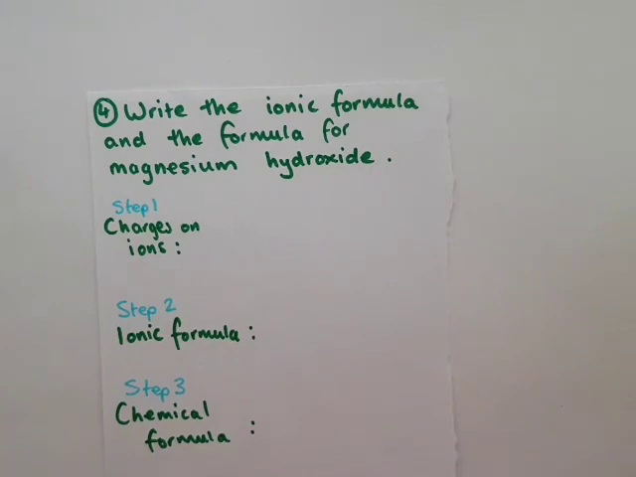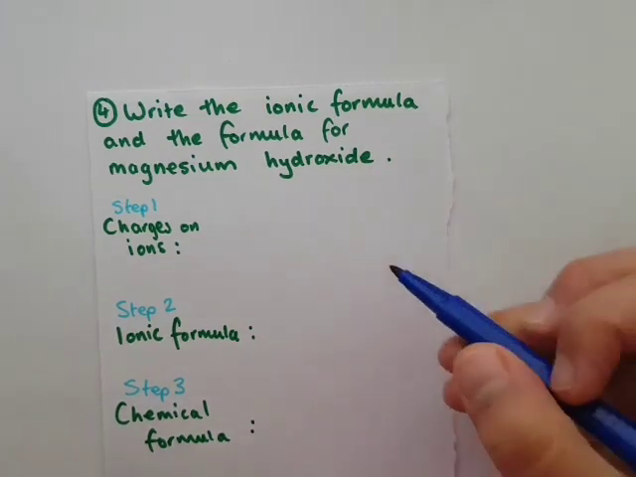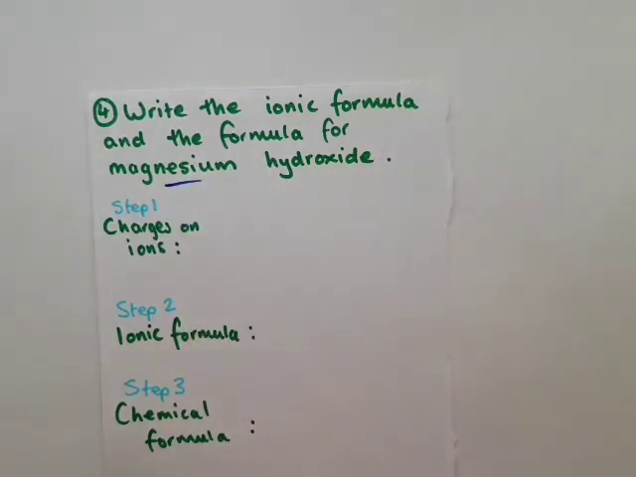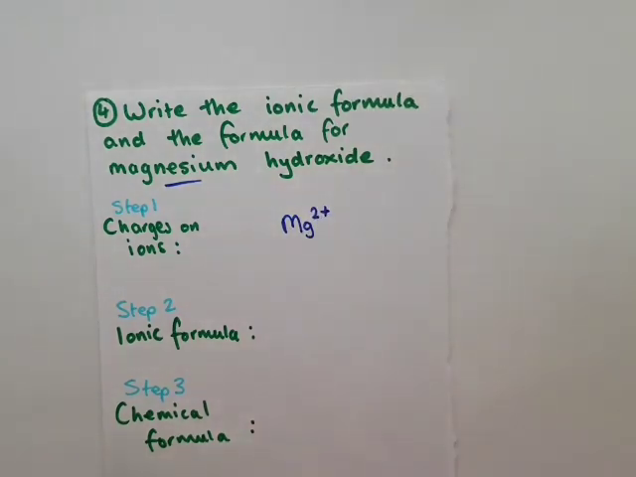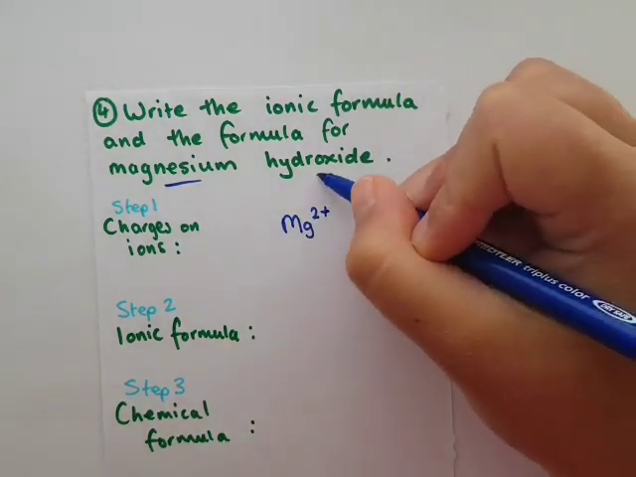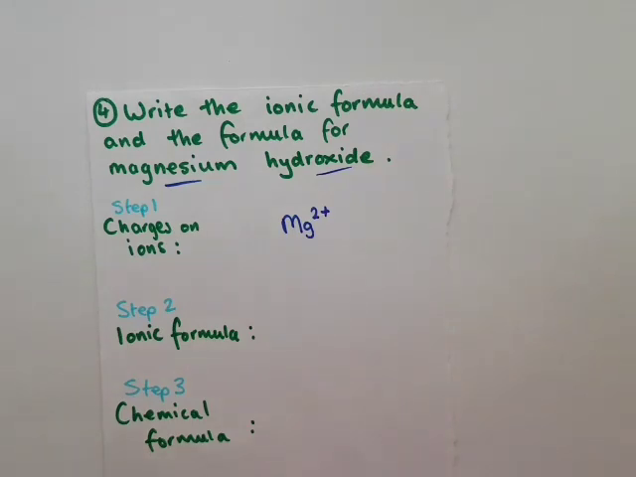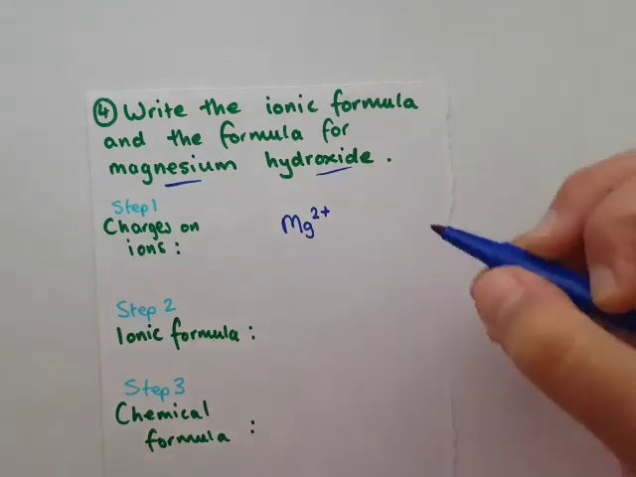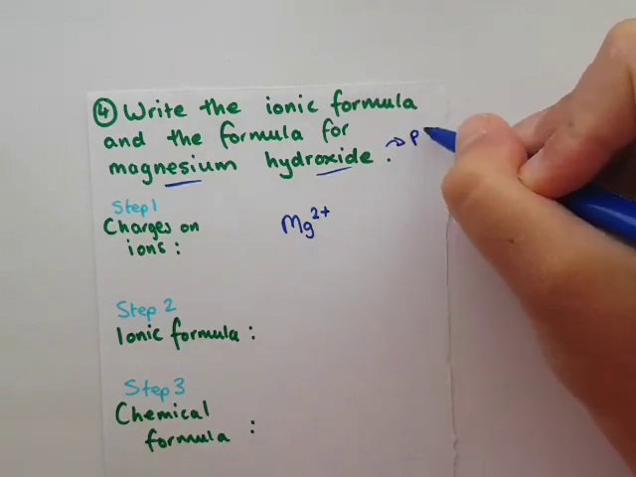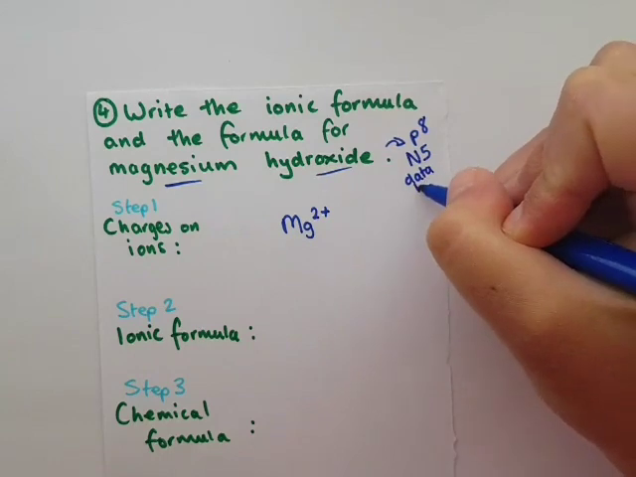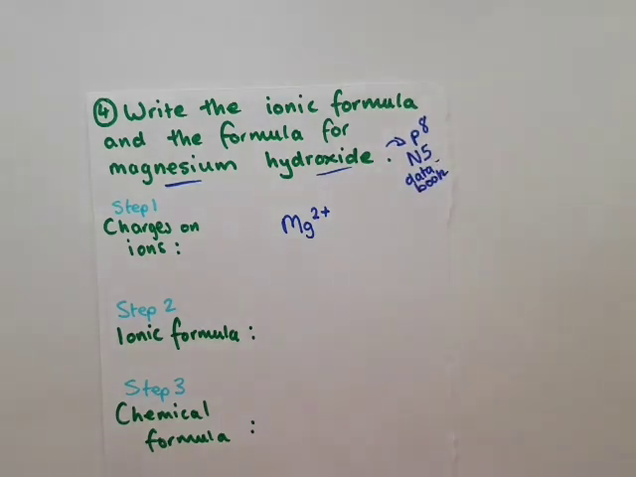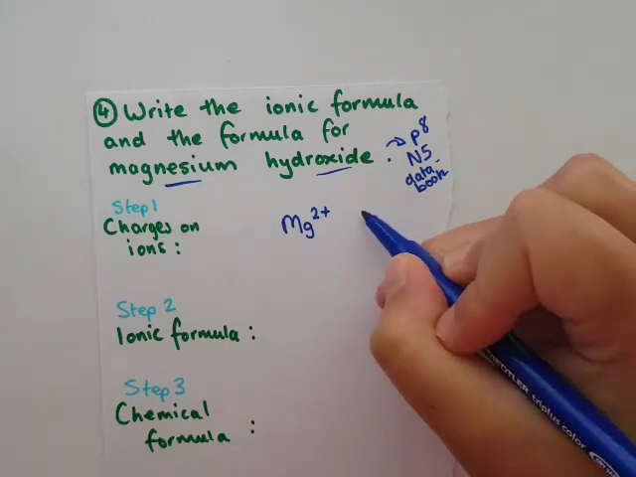Example 4. Write the ionic formula and the formula for magnesium hydroxide. So this one again is slightly different. Magnesium is one of our main group elements, so we should know that magnesium has a 2+ charge, it's in group 2. Hydroxide isn't an ion that you'll find on the periodic table, it's not an element, it's what we call a group ion, and it can be found on page 8 of the National 5 Chemistry Data Book. Once you've looked up your data book, you'll find that the hydroxide ion has the formula OH-, 1-.